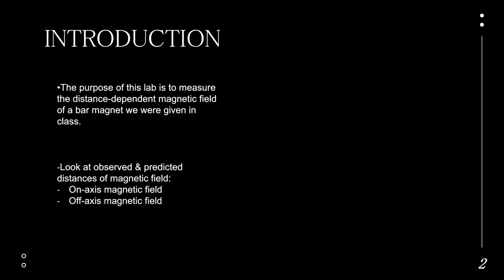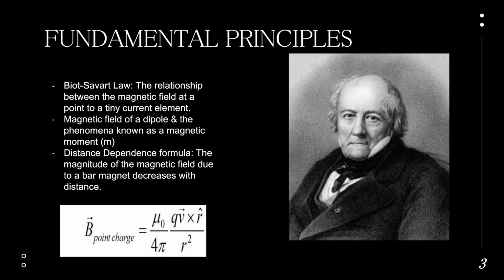Introduction. The purpose of this lab is to measure the distance-dependent magnetic field of a bar magnet we were given in class, or lab. And we were going to do this by looking at the observed and predicted distances of magnetic fields, specifically the on-axis and off-axis magnetic fields. The fundamental principles that you need to know for this lab.